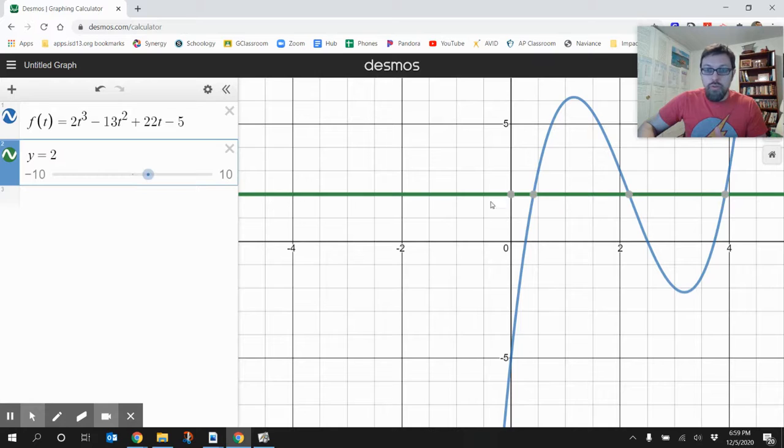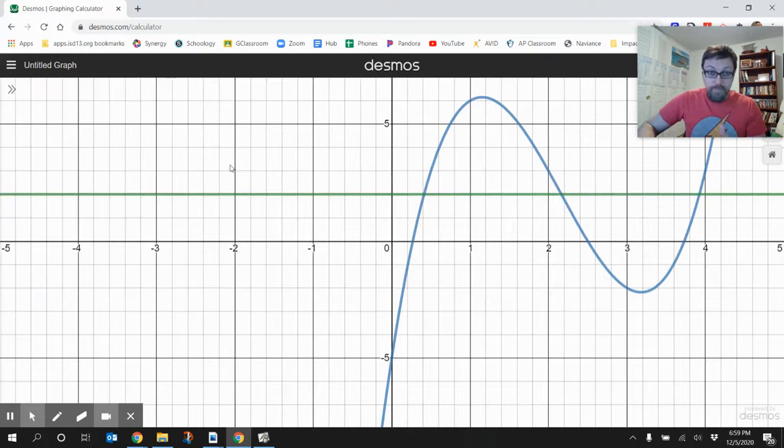And then I also drew the line y equals 2, because what the problem is telling me is how this particle is moving left and right along this line. So it's not a point, it's a particle. It's not moving along this graph. It's moving left and right along this line.